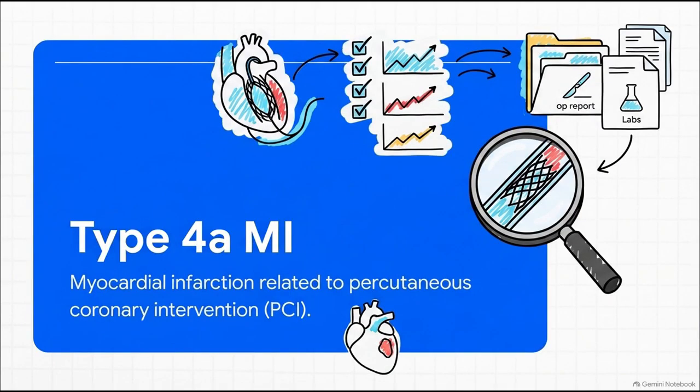Finally, we have type 4A MI. This specific classification occurs entirely in the context of PCI and stent implantation. In this scenario, the cardiac biomarkers turn positive and indicate an infarction strictly as a result of the percutaneous coronary intervention procedure itself. It's a highly specific scenario that really requires a careful review of the operative and post-op lab reports.